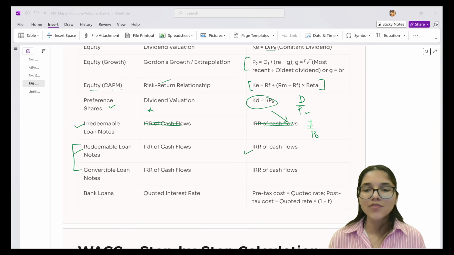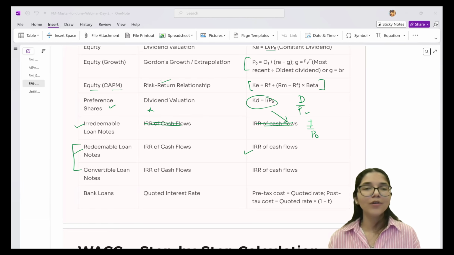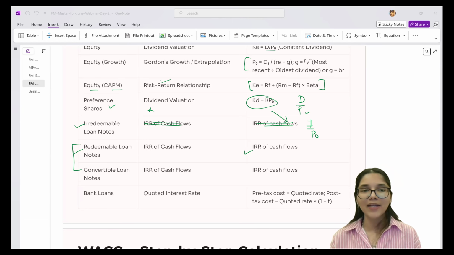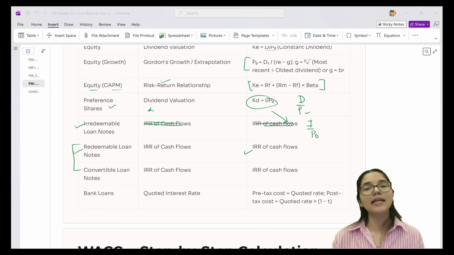And which sort of cash flows do we consider while we are calculating the cost for the company? Is it the pre-tax cash flows or the post-tax cash flows? Always the post-tax cash flows. Why? Because when we are calculating the cost, we are looking at the perspective of the company. The company gets tax benefits, so we do our workings taking into account those tax benefits.